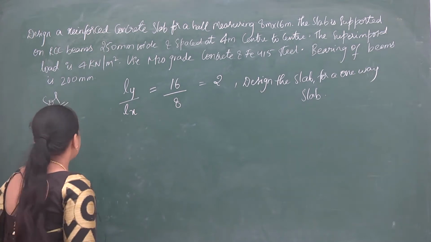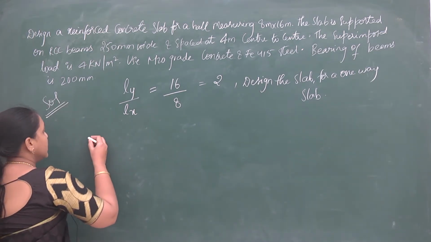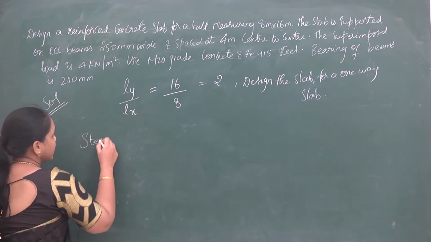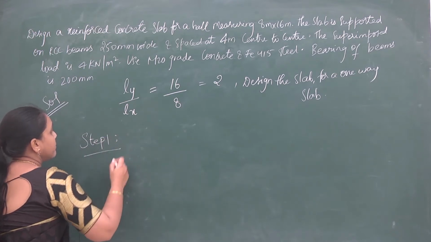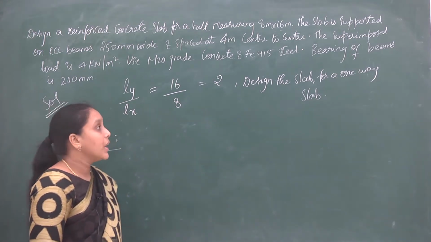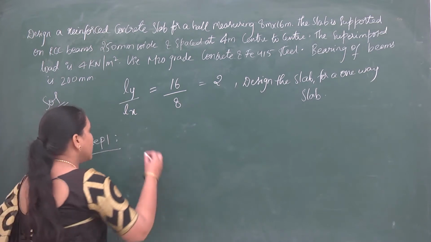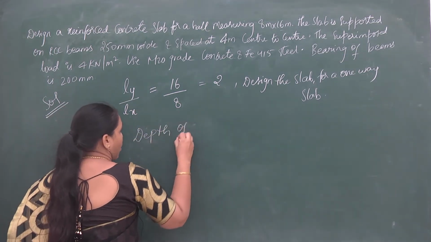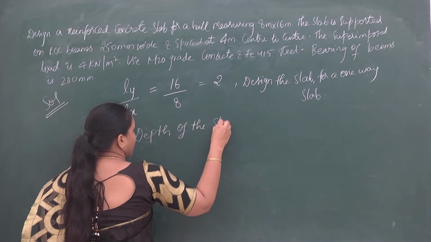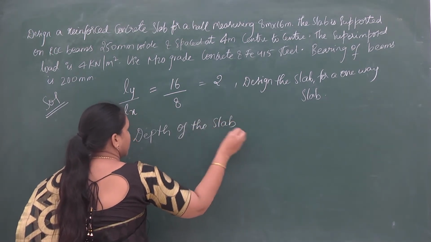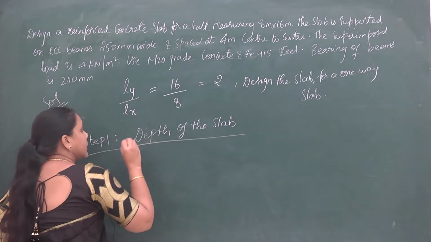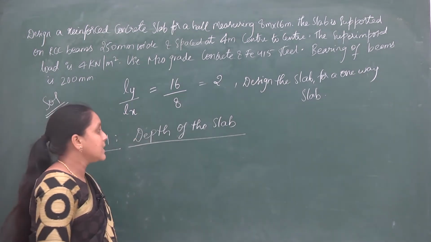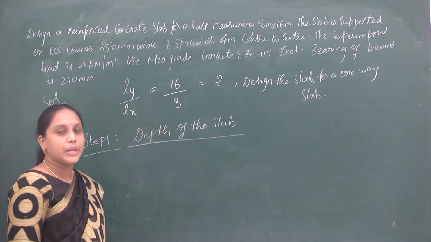So the same procedure we are going to follow. What is step 1 for designing a one-way slab? Step 1 is to calculate the depth of the slab. So how will we calculate the depth of the slab? First let us calculate the effective depth.